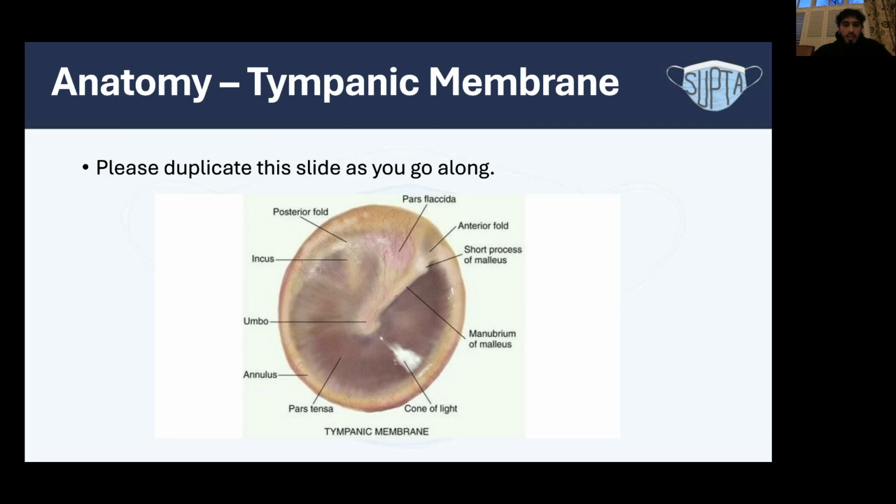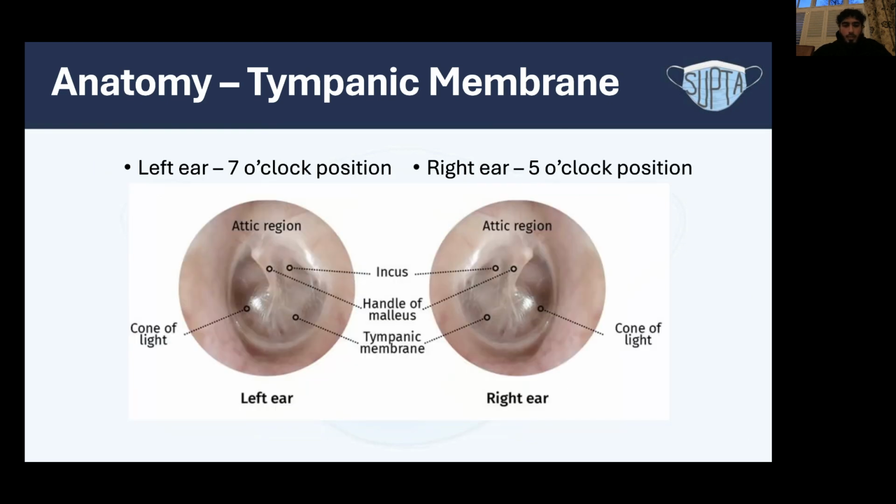What else is there to mention? Again, this is a physical barrier between the middle and outer ear, and so there's a role of protection here as well. And just like I said earlier, if we look at the 7 o'clock position, that means we're looking at the left ear. If we see the cone of light at the 5 o'clock position, that means we are looking into the right ear.